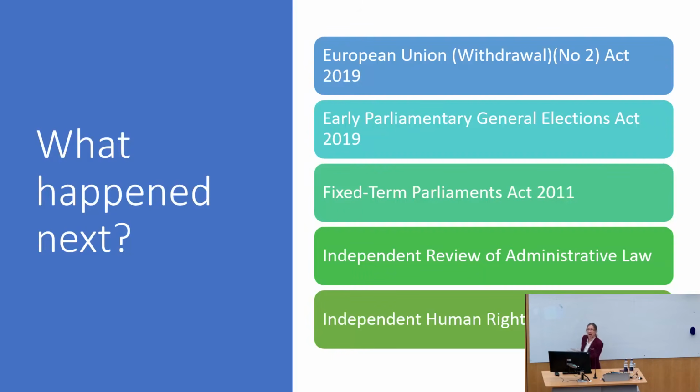We'll just pass a new act, the Early Parliamentary General Elections Act, that doesn't need the 2/3 majority, essentially repealing the 2/3 majority requirement and having an early parliamentary general election. Fantastic. Okay? Dead easy to do. That's one of the consequences of parliamentary sovereignty.